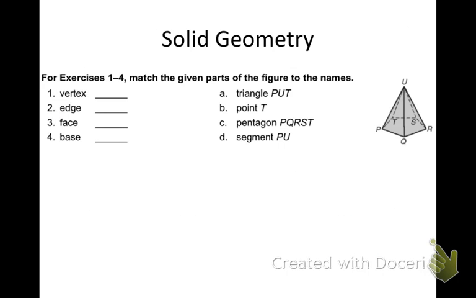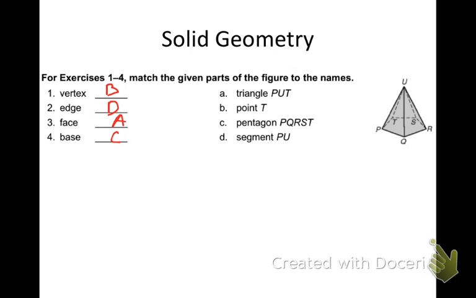All right. So the first thing here, try these 4. For examples 1 through 4, match the given parts of the figure to the names. So take a couple seconds, try these 4. So number 1, which one would be the vertex? What do you say, Hannah? B, point T is the vertex. Nice job. What about an edge? Where's an edge at, Tom? D, segment PU. Number 3, face. Which one is a face, Johnny? A, triangle PUT. And the base would then have to be what, Frosty? C, that's the bottom pentagon there. That's the base.